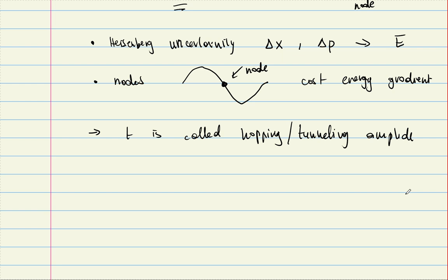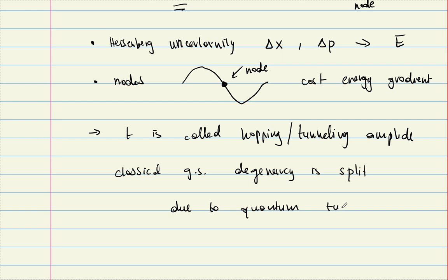And another observation is classical ground state degeneracy is split due to quantum. If you want quantum tunneling, something classically can be degenerate, but quantum mechanically it is not necessarily so. Good.